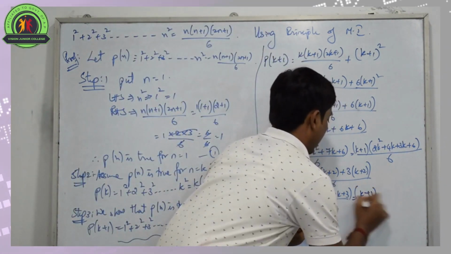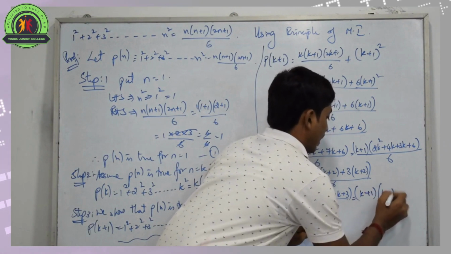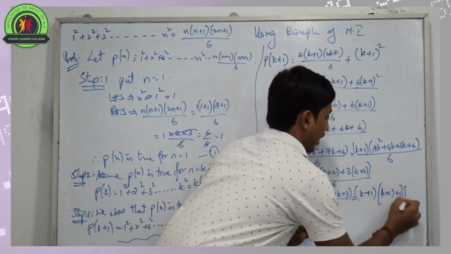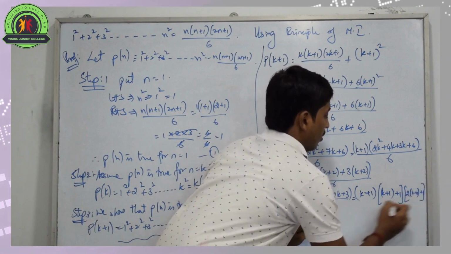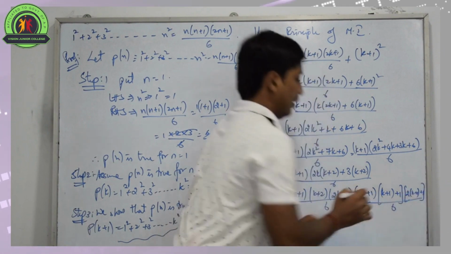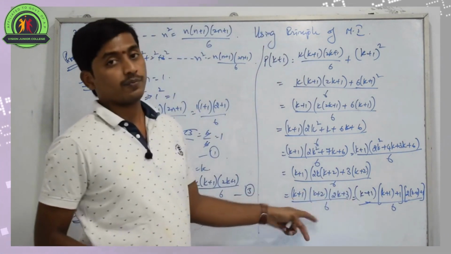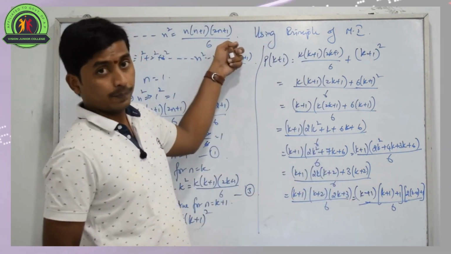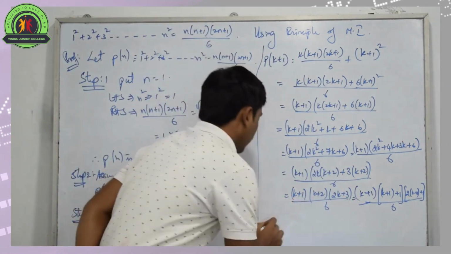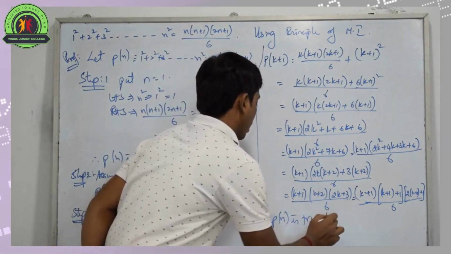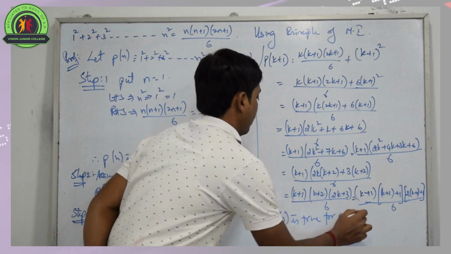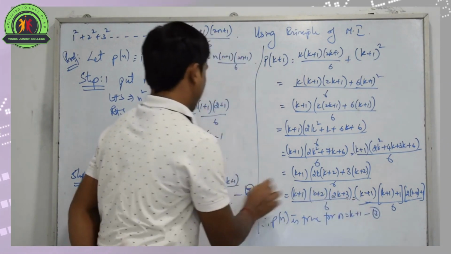k plus 1 into k plus 1 plus 1 into 2 into k plus 1 plus 1, whole divided by 6. Is it the statement? That is what this thing is, yes or no? Fine. Therefore, P of n is true for n equal to k plus 1. This is my second step.